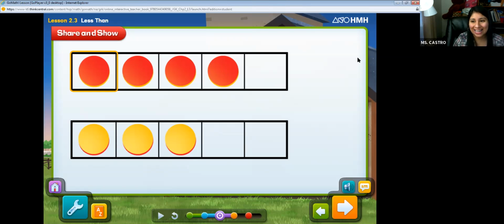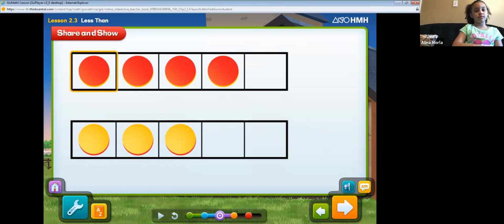The number that's less is the smaller number. Who would like to share which is the smaller number? Which one's less? Is 4 less or is 3 less? Let me see. Alina, can you tell us which number is less? Is it 4 or is it 3? 3. Very good, Alina. Excellent.